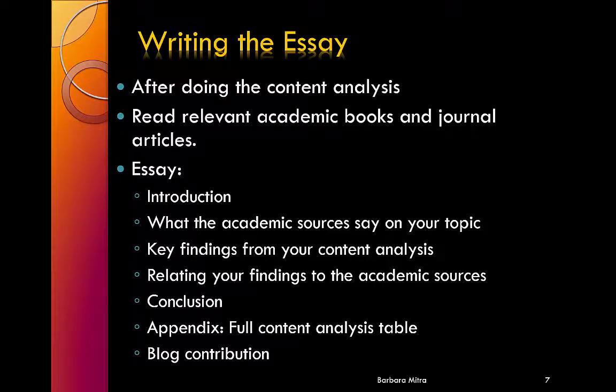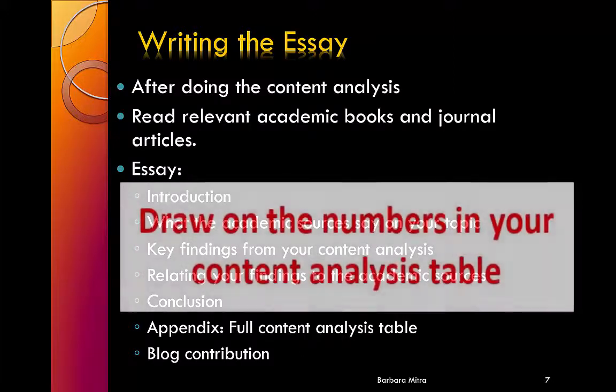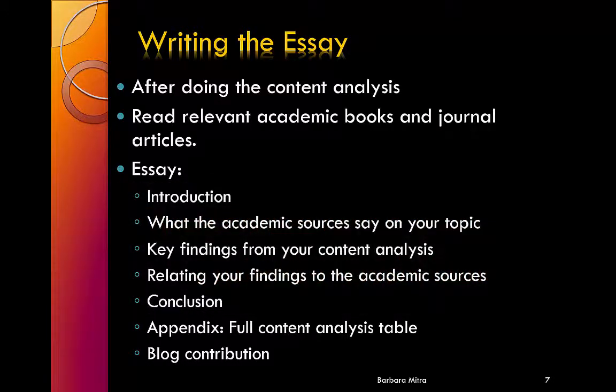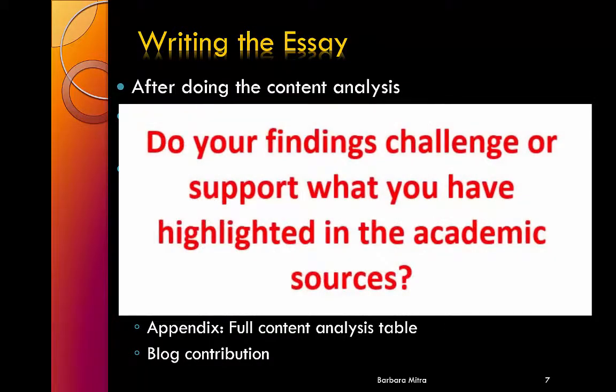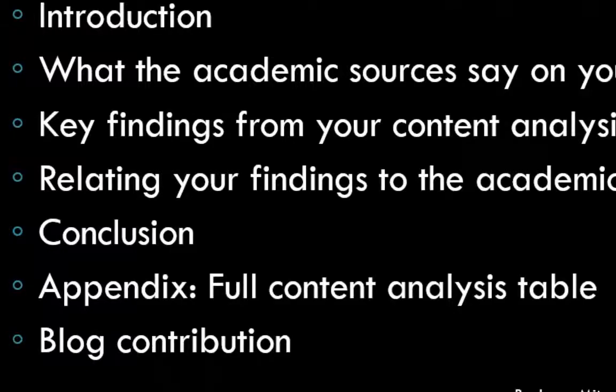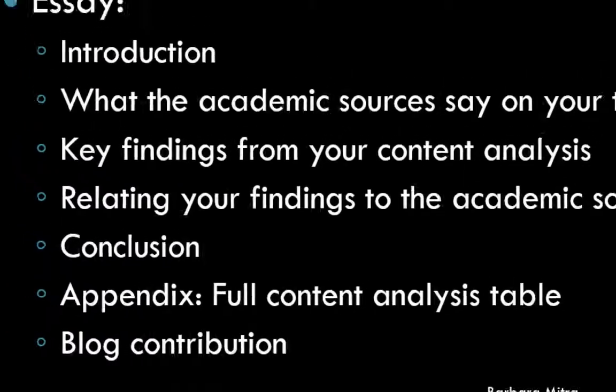So, for example, if you're talking about sports and maybe the dominance of men, and you're looking at newspapers and coverage of male compared to female sports people, you will then start with your academic sources and what they say about that topic. Then you'll draw on some information from your content analysis table, and then you'll say whether your findings support or challenge what those academic sources say. And then you can make sure you have your introduction and your conclusion. And in the appendix, you're going to have your full content analysis table.